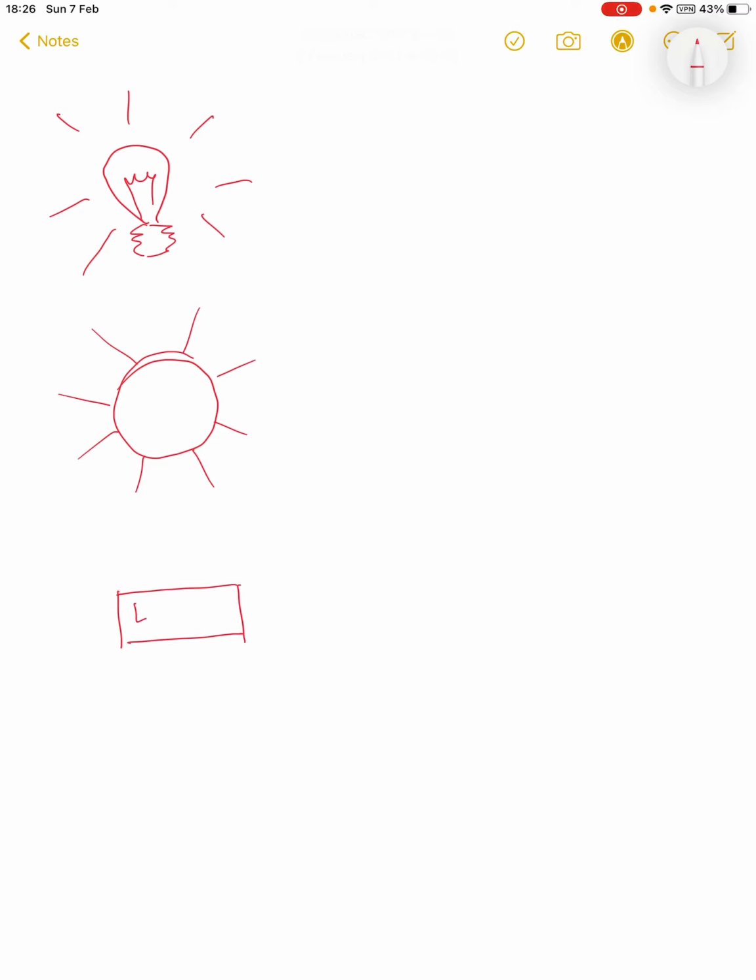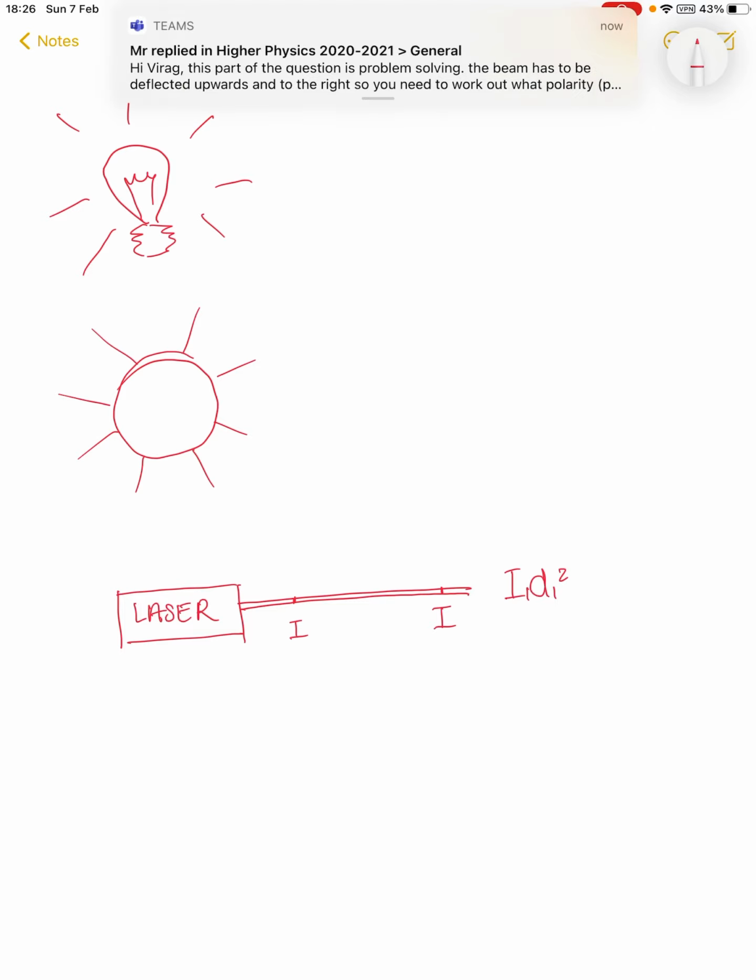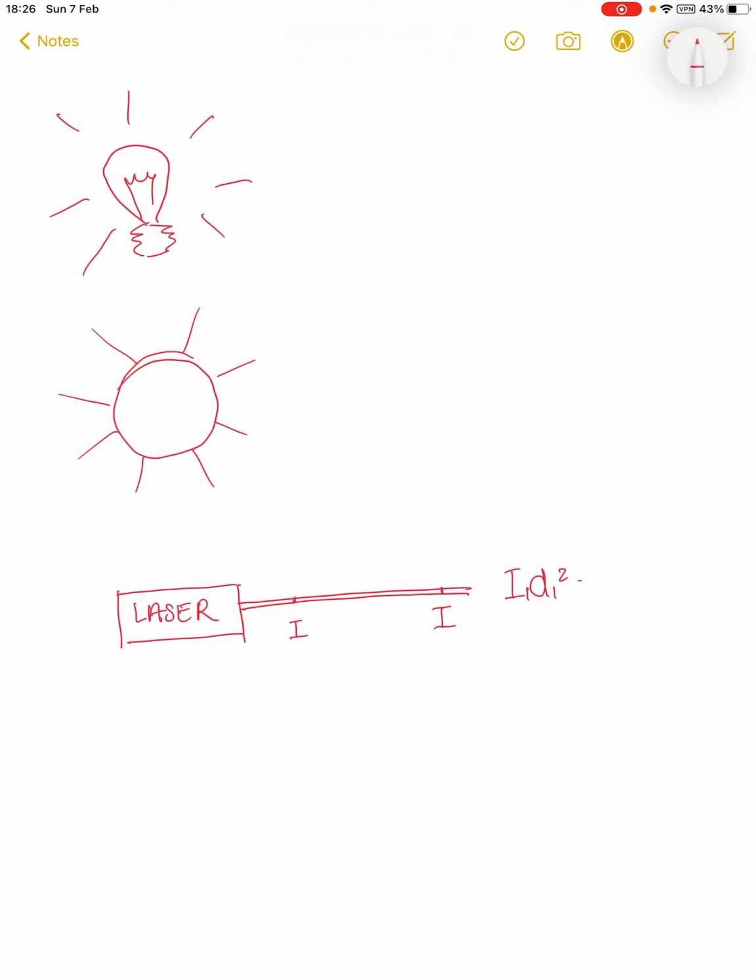What we can't think about as being a point source is a laser. Now, lasers emit light all in the same direction. So it's just worth pointing out that at this point you'd have an irradiance which would be the exact same as this point here. So the inverse square law does not work. Okay, it does not work for a laser because a laser is not a point source.